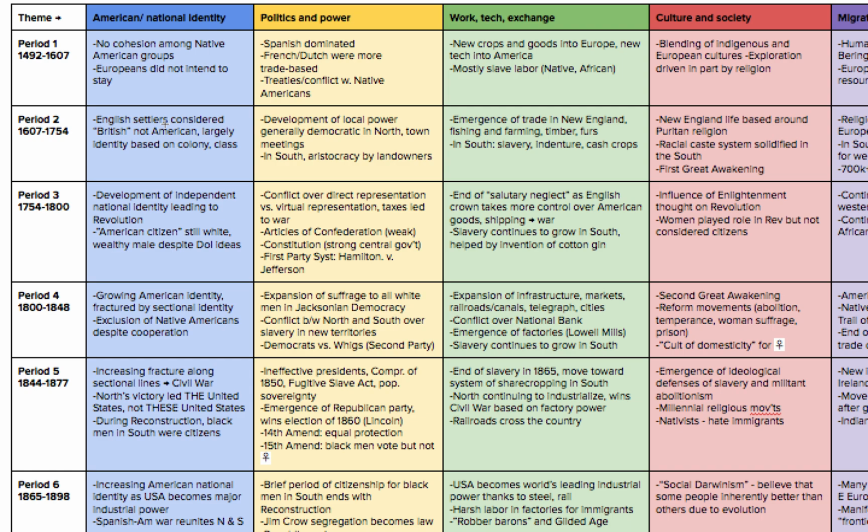After the war, you're going to have three amendments passed: 13, 14, and 15. Remember that the 13th ends slavery and involuntary servitude. The 14th guarantees equal protection under the law and citizenship for African American people. And the 15th Amendment gives black men the right to vote, but not women.